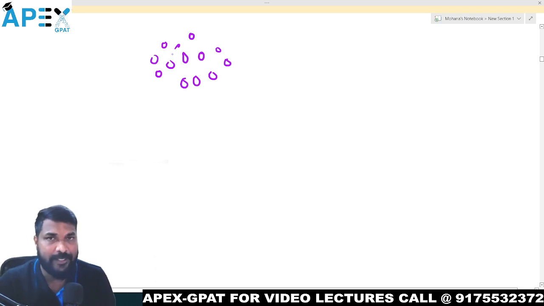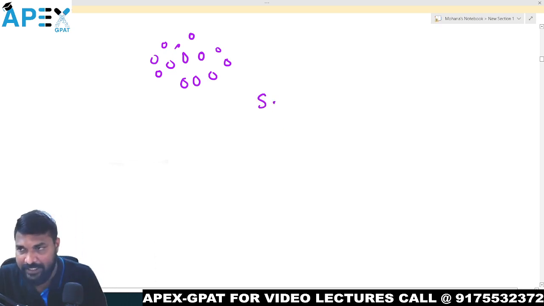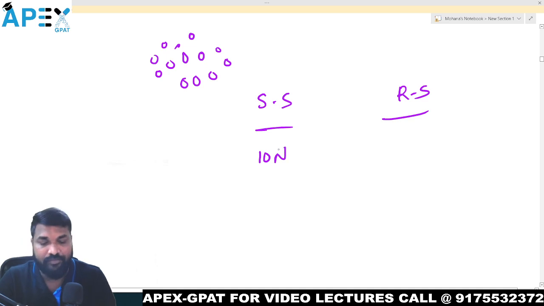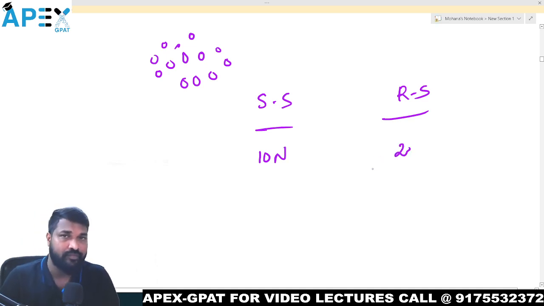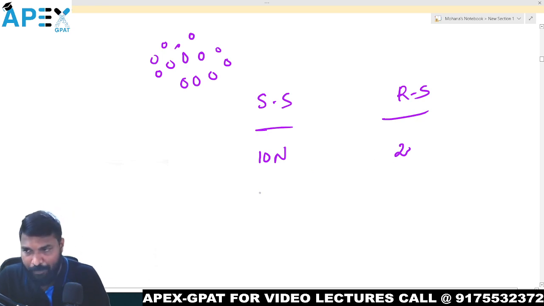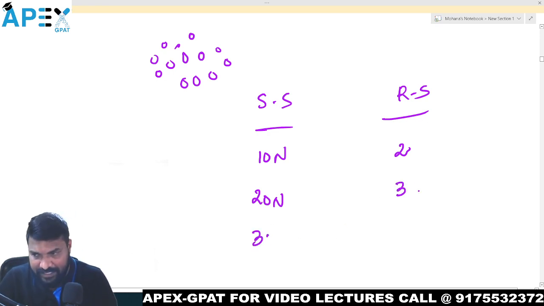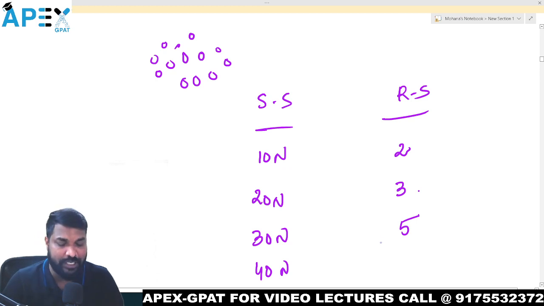But in this dispersion, I applied the shear stress and measured the rate of shear. I applied 10 Newton of shear stress, and I observed the flow is 2. Let's say, for example, I applied 20 Newton, I observed the flow 3. I applied 30 Newton, I observed the flow 5. I applied 40 Newton, the flow is 8.